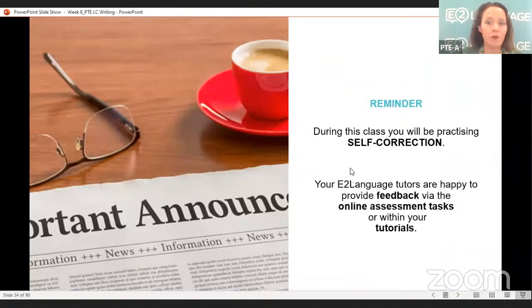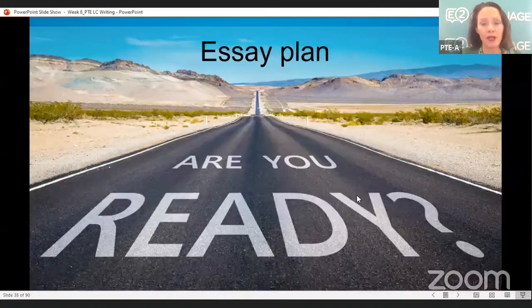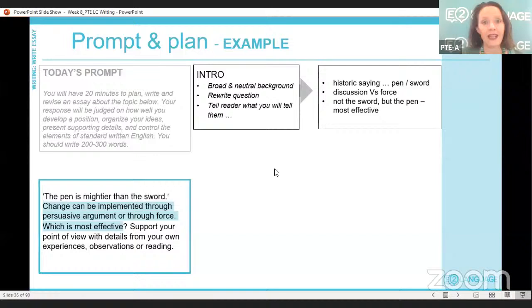So we won't be writing the essay right now, but I just want to see if we can come up with some ideas just to get us going. So, broad neutral background statement. Historic saying, pen is mightier than the sword.